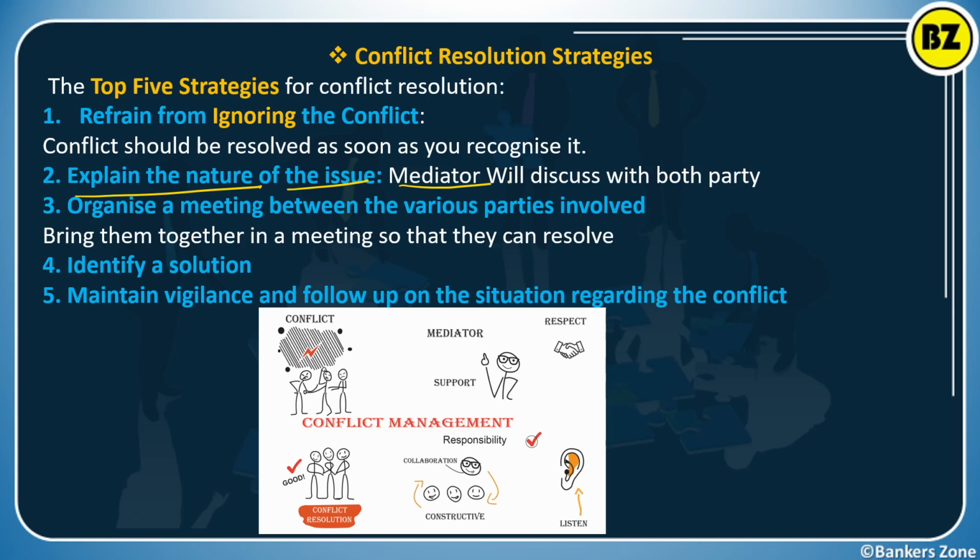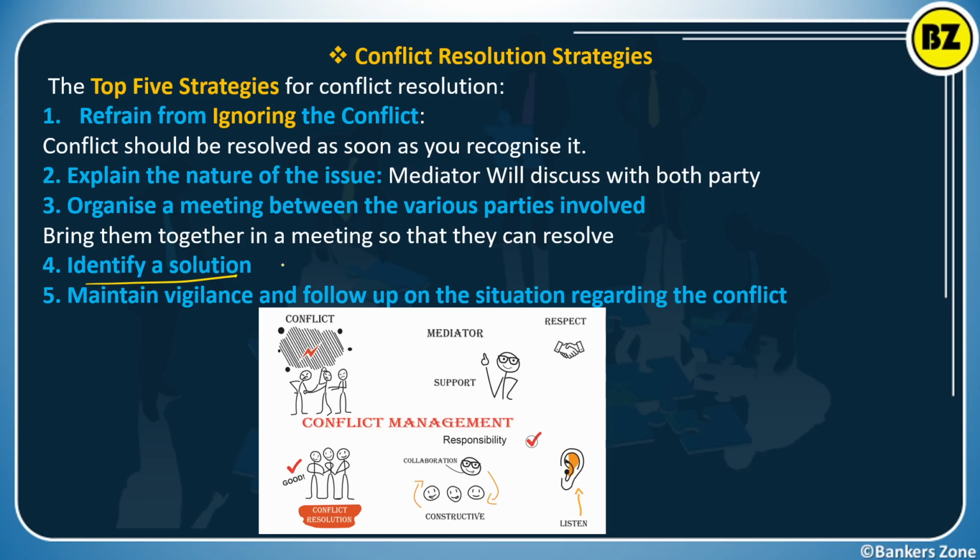Means what? The mediator will discuss with both parties, the parties involved in the conflict. That means explain the nature of the issue. Organize the meeting between the various parties involved in the conflict. So you have to arrange the meeting to resolve the conflict. Bring them together in a meeting so that they can resolve it.